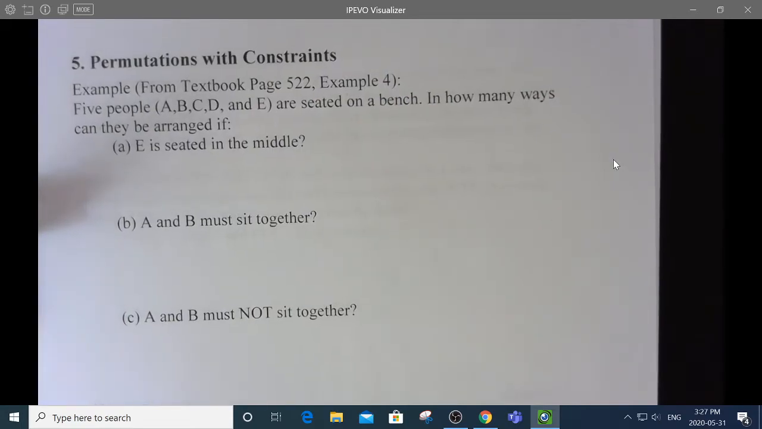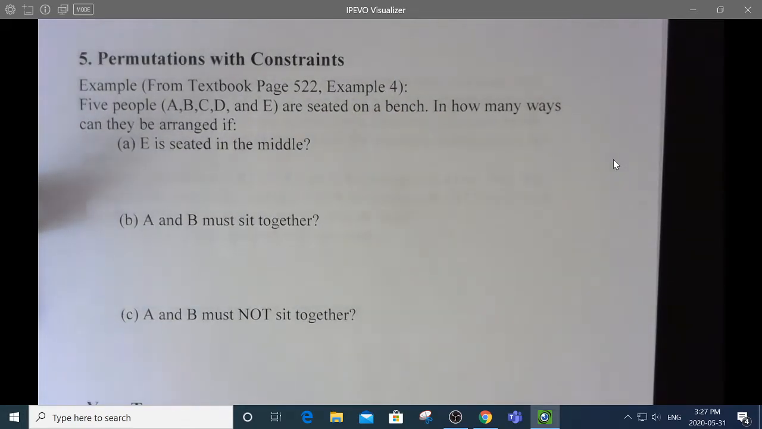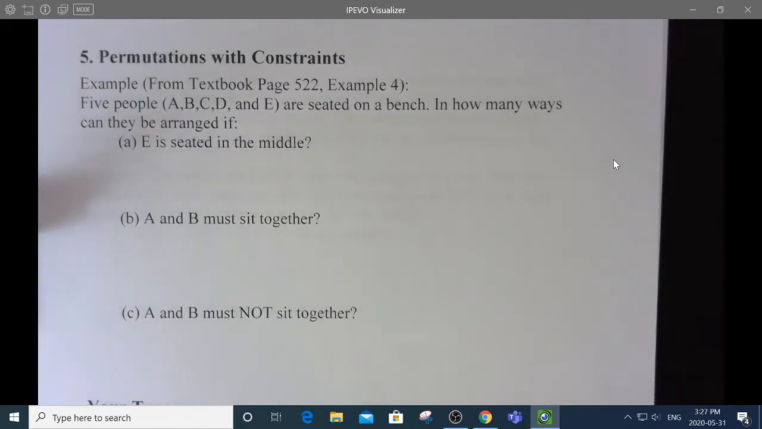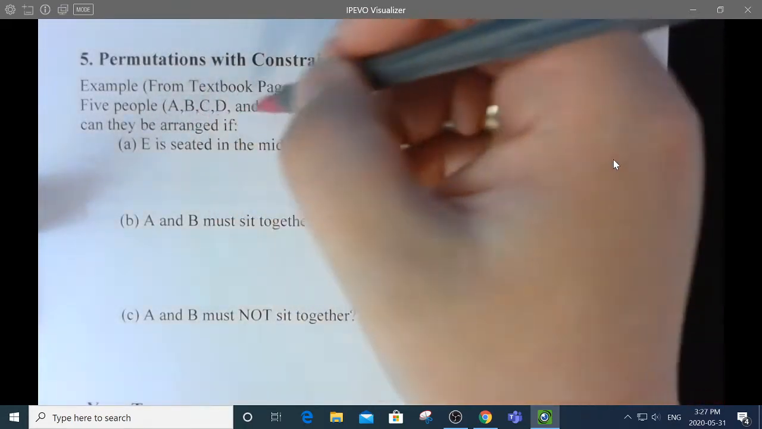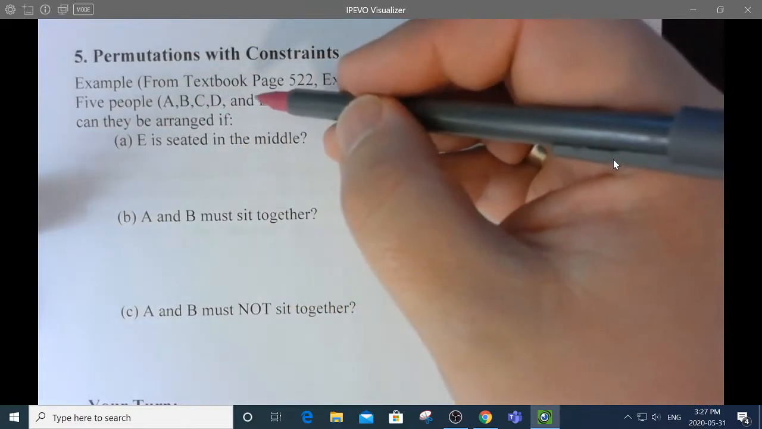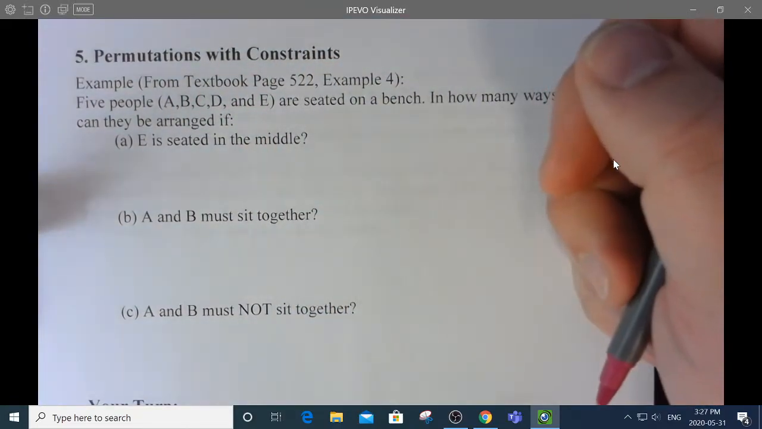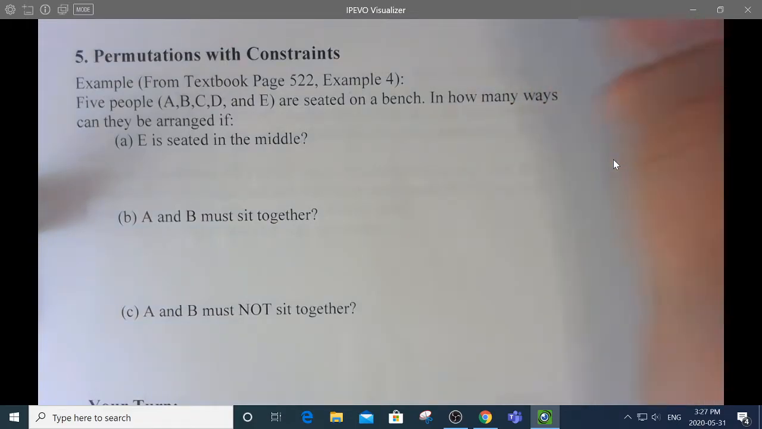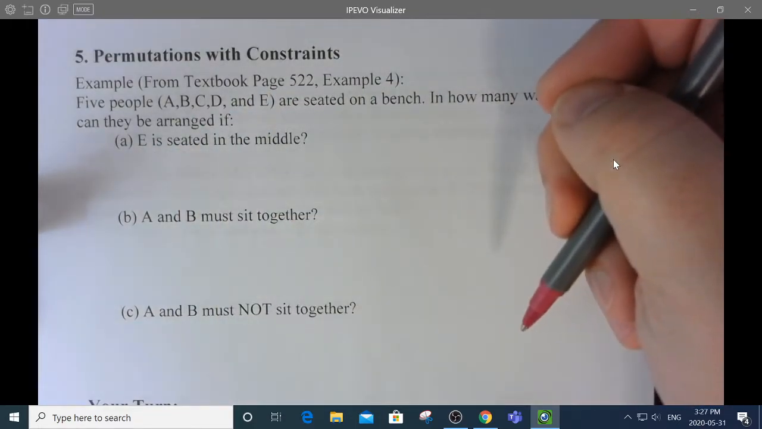Now, permutations with constraints. What do we mean by constraints? I'm actually working on a textbook example here. And you can follow along in the textbook if you find what I'm doing kind of confusing. But basically, it works like this. 5 people, A, B, C, D, and E, Andy, Brian, Calvin, Daniel, and Eugene, are seated on a bench. How many ways can they be arranged if Eugene has to sit in the middle? He just has to. He's difficult, that guy.